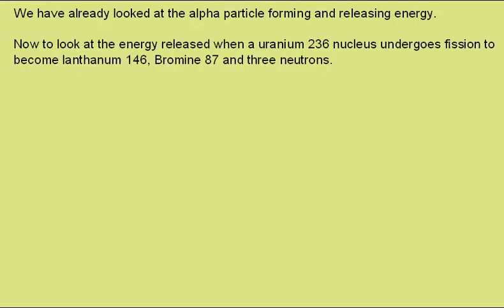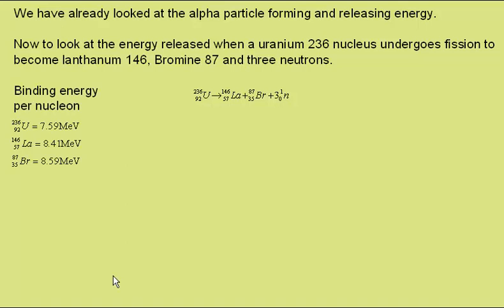Now we'll look at the energy released when a uranium-236 nucleus undergoes fission to become lanthanum-146, bromine-87, and 3 neutrons. So I've shown that here. The uranium-236 becomes lanthanum-146, bromine-87, and 3 neutrons. Here we've got the binding energy per nucleon for uranium-236, lanthanum-146, and bromine-87.